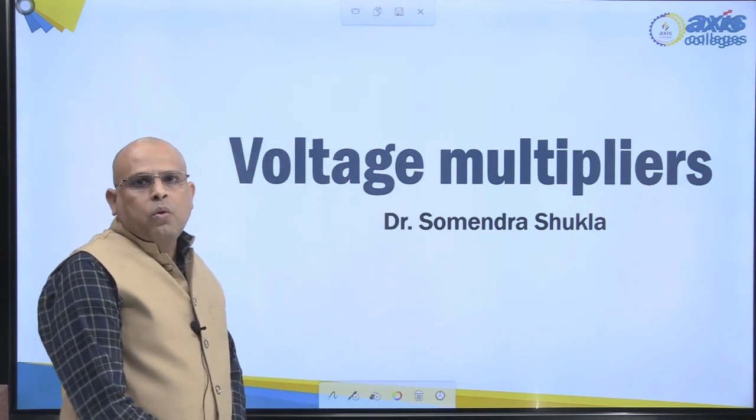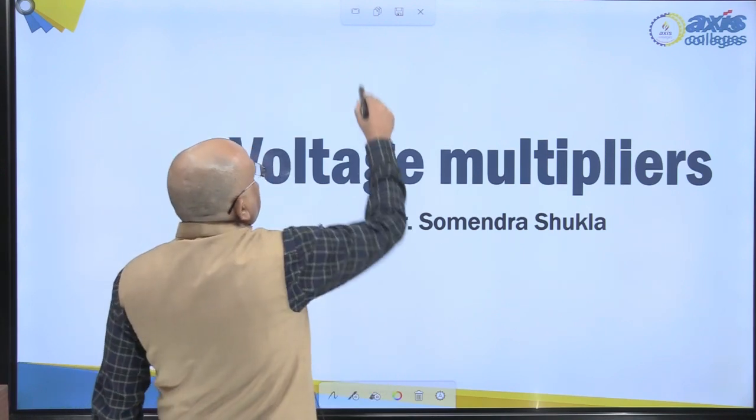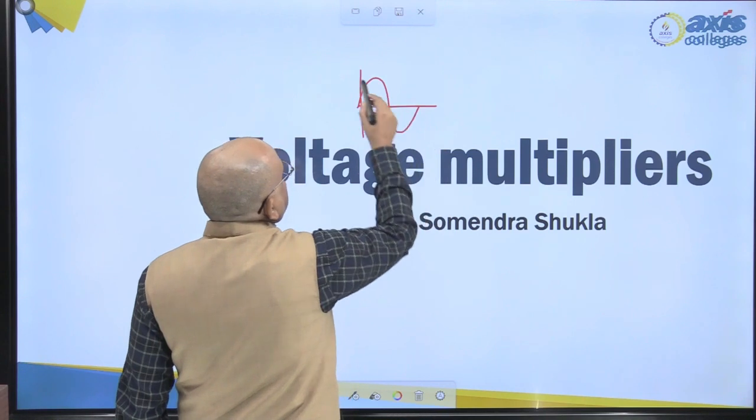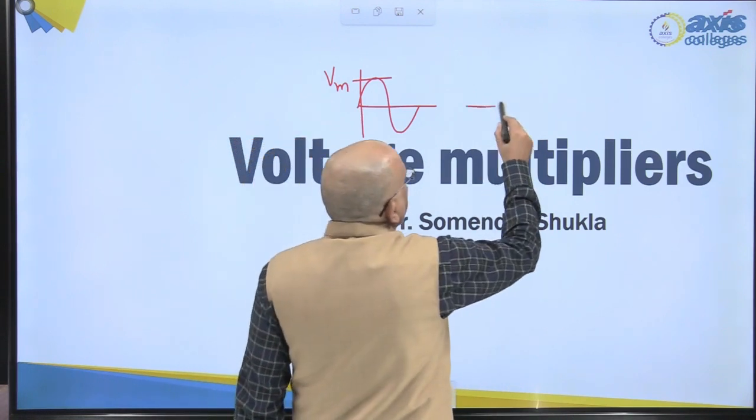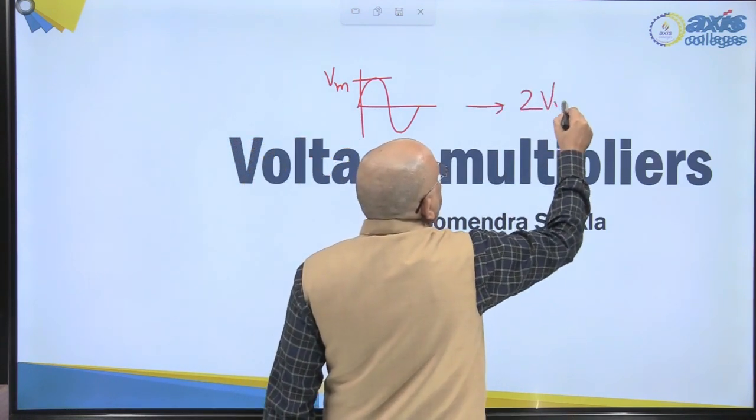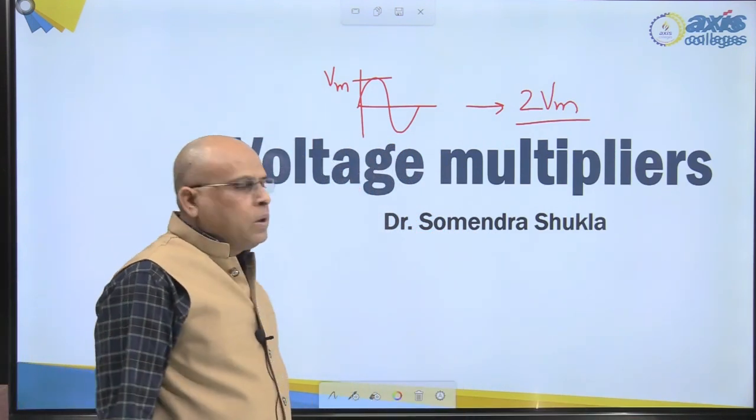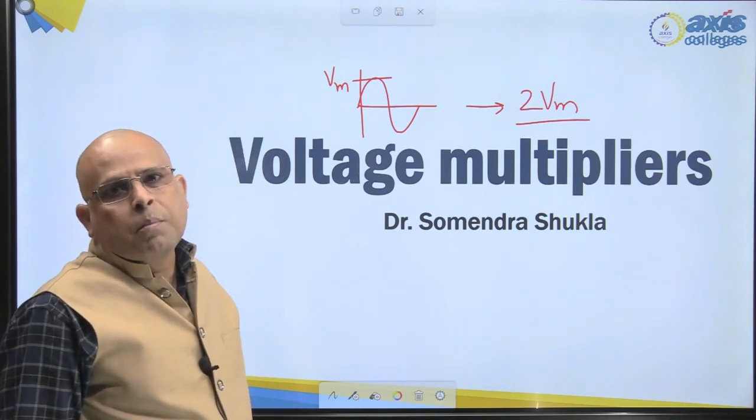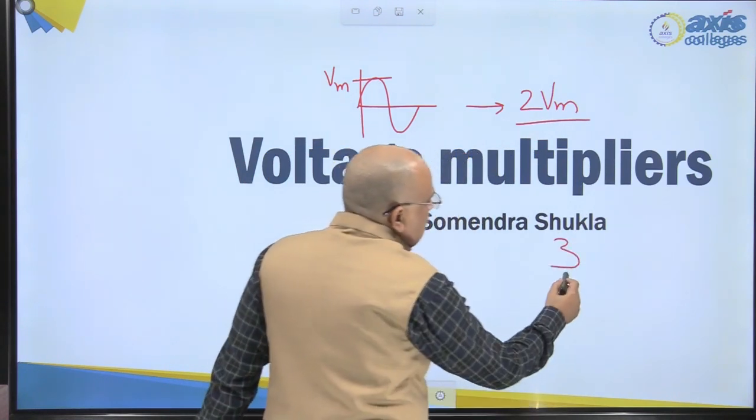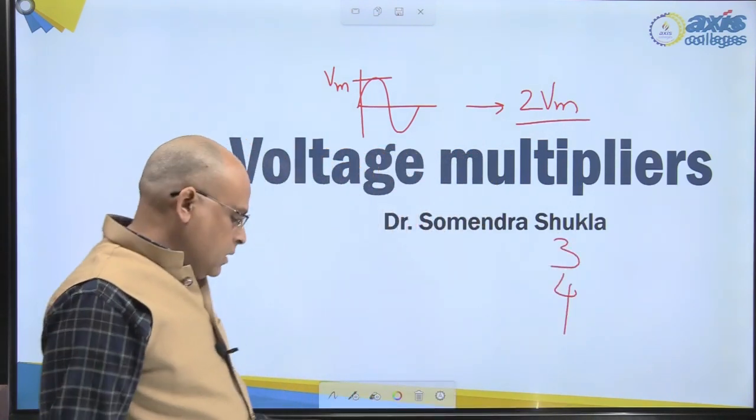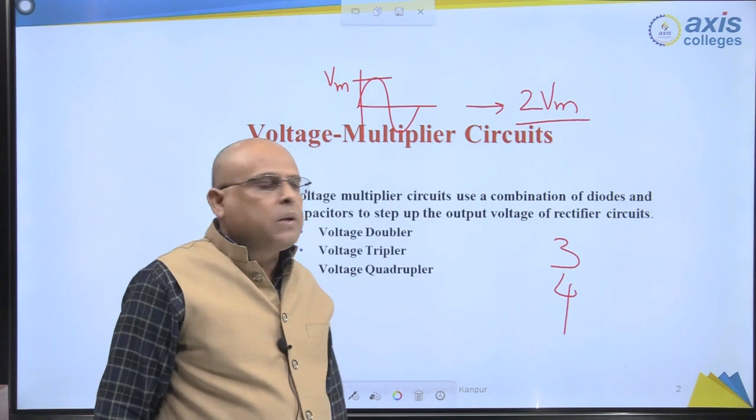Today we are going to talk about voltage multipliers. What is the meaning of voltage multipliers? For example, you are having a signal like this. This signal is having amplitude Vm, and if you want the output of twice Vm, that means 2 times the peak amplitude of input, then you will need a circuit which is called a multiplier. Not only twice Vm, if you need thrice Vm, or 4 times Vm, then the circuits which are used for such purposes are called voltage multipliers.